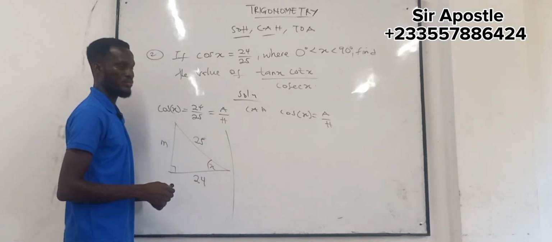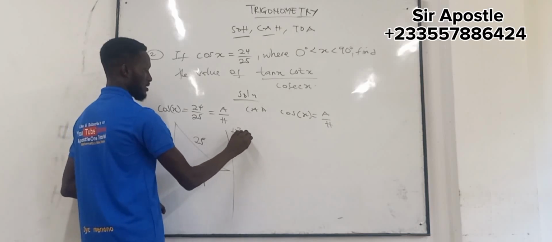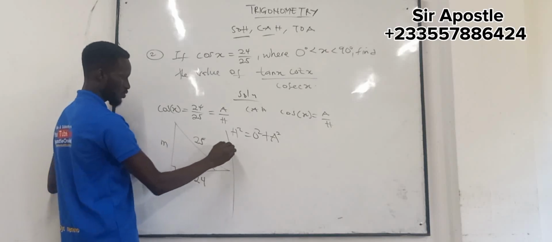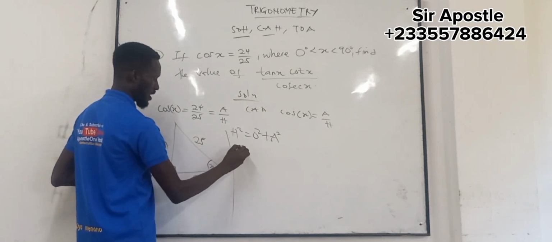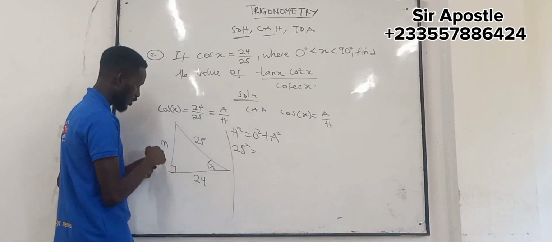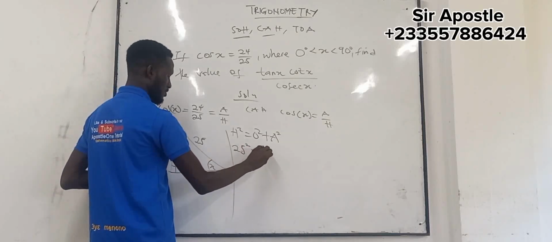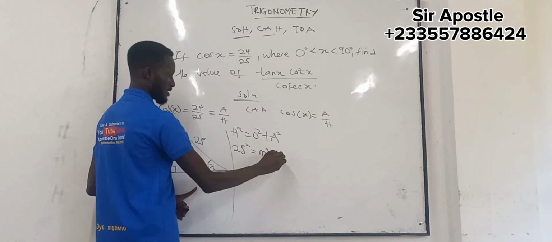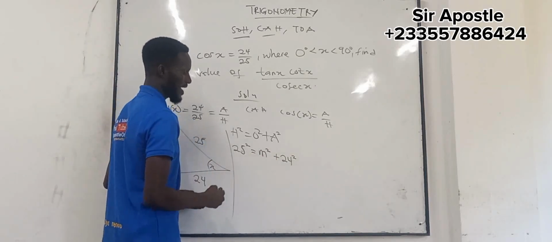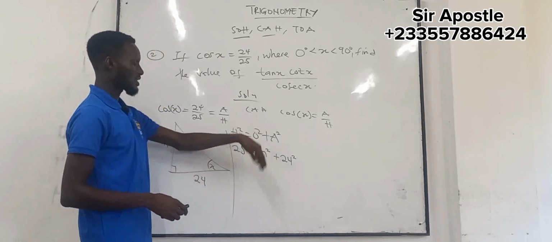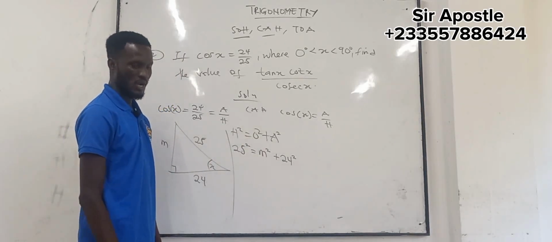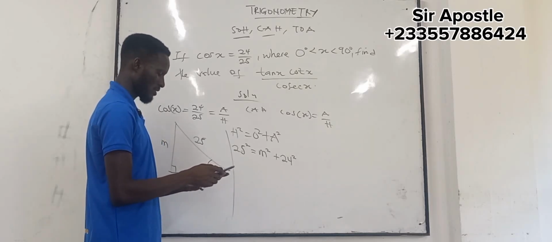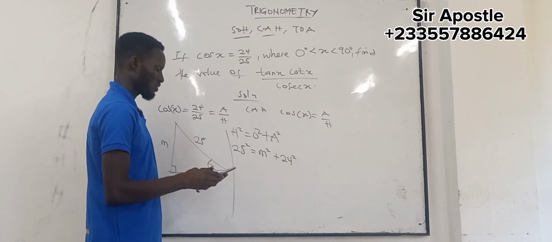From the Pythagoras theorem, the hypotenuse squared is equal to opposite squared plus adjacent squared. The hypotenuse is 25, so we have 25 squared. What is the opposite? The opposite is m. We have m squared, and then plus the adjacent squared, which is 24 squared. Now at this point, you can use a calculator to find 25 squared, which will give you 625.